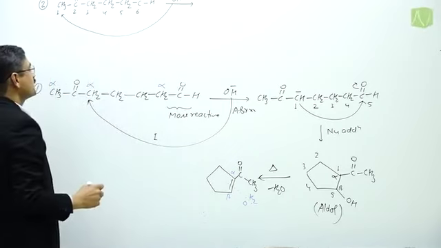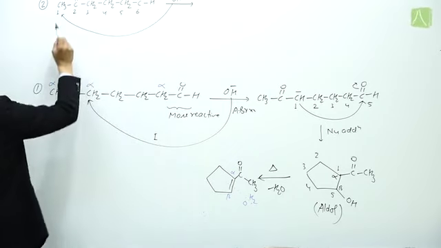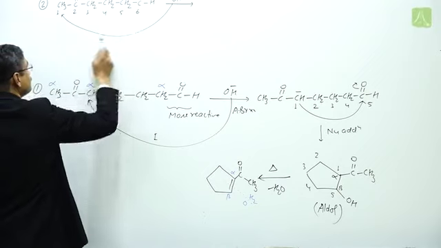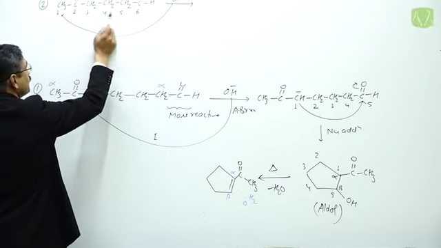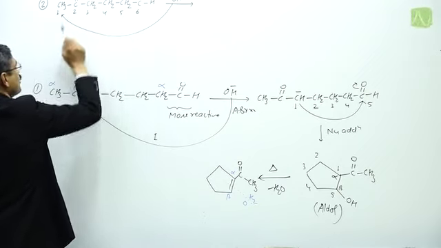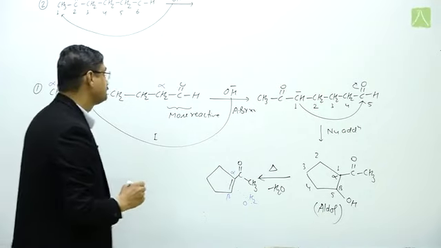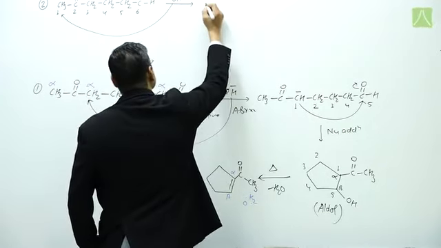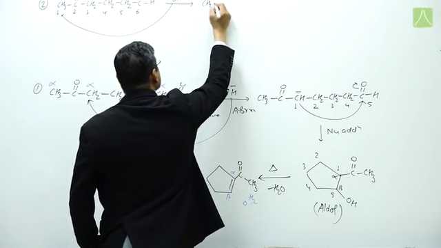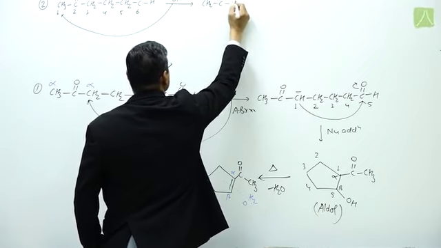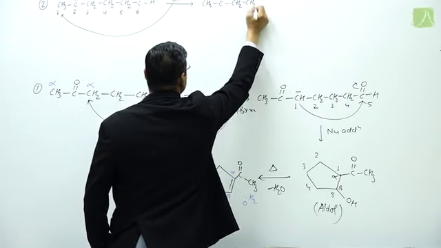There are again 3 types of alpha H, but this alpha H gives a 6-membered ring. This gives a 4-membered ring only: 1, 2, 3, 4. This is again a 4-membered ring. So a 4-membered ring is not preferable. That's why a 6-membered ring is obtained in this reaction.